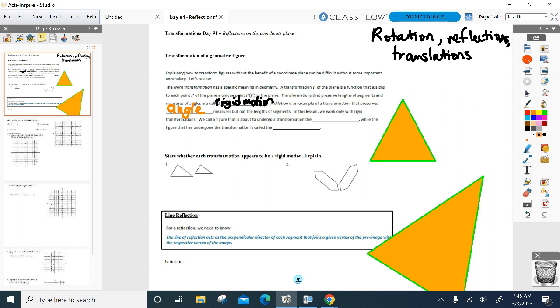Last thing, as far as notation and vocabulary. The figure we start with might be a triangle, might be a quadrilateral, who knows? Whatever figure we start with, that's called your pre-image. Then I do something to it. I blow it up, I rotate it, I reflect it, I translate it. Whatever figure I end up with, that's my image. So I start with a pre-image, and I end up with an image.